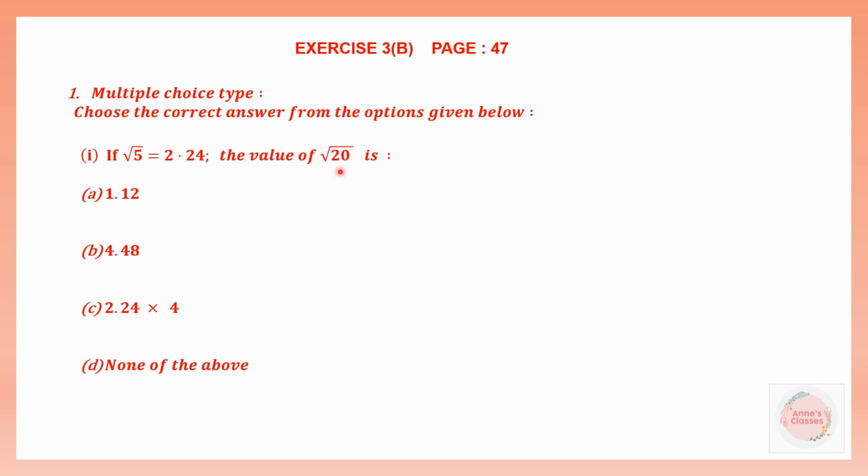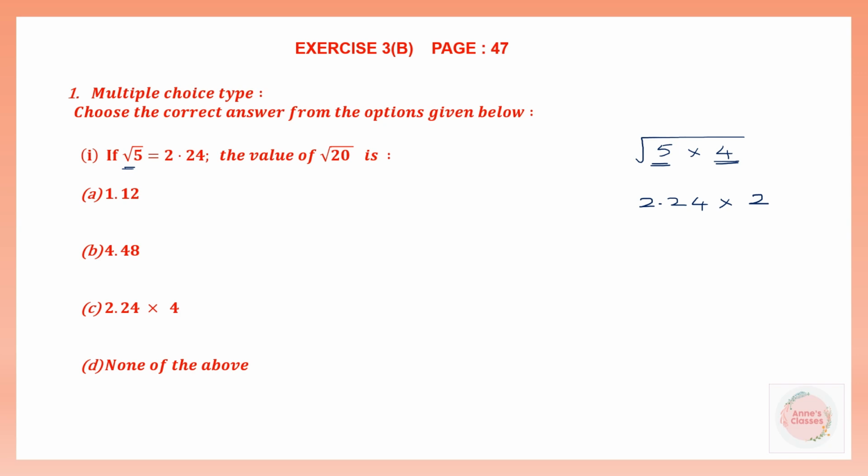Now, 20 can be written as 5 into 4, isn't it? Since we've already been given the square root of 5. So let's write that. So instead of 20, I'm going to write square root of 5 into 4 because 5 into 4 is 20. And we have been given the square root of 5, which is 2.24. And we know the square root of 4 is 2. 2 2's are 4.